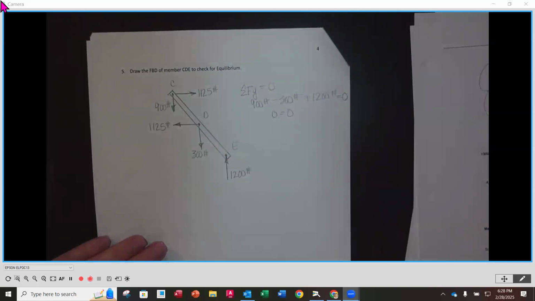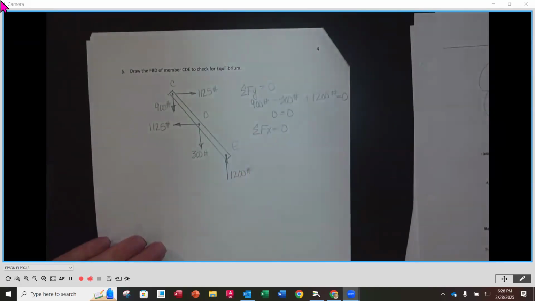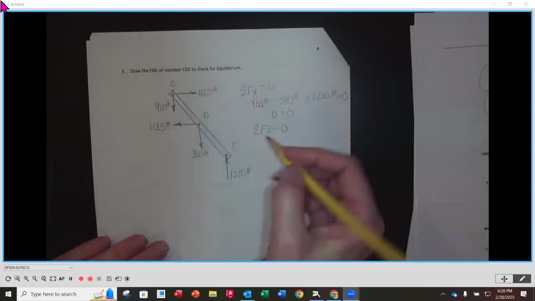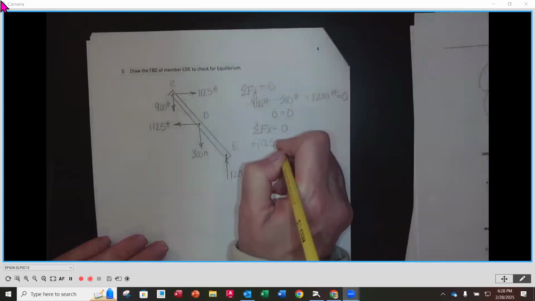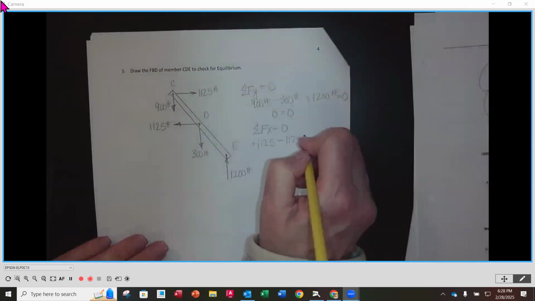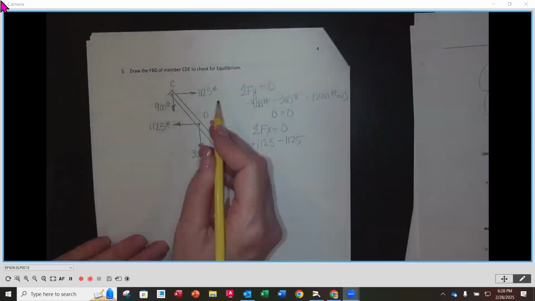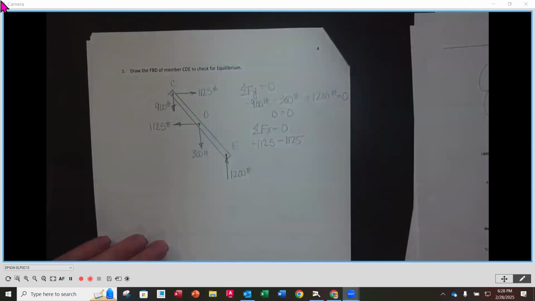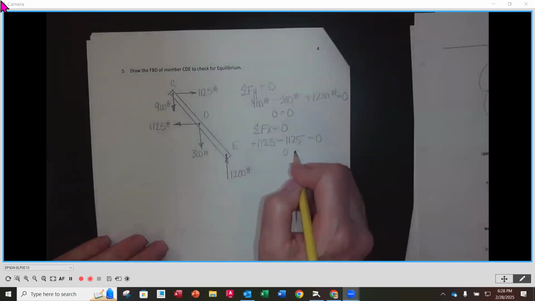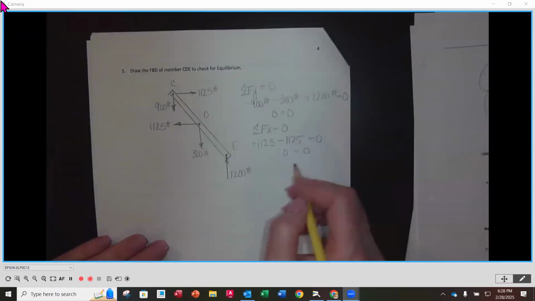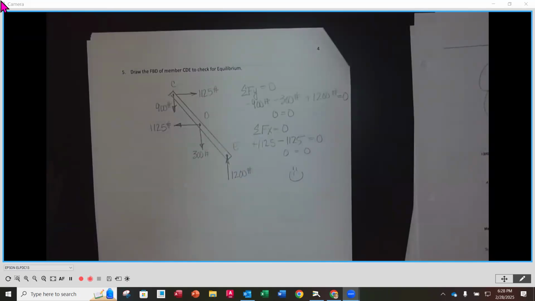And then we're going to do the same thing in the X direction. Sum the forces in the X equals 0. So we're going to have a positive 1125, a negative 1125, and those are my only forces in the X direction. So I'm going to set that equal to 0. Then that's going to be 0 is equal to 0. So that means that everything came out and we're in equilibrium. So we're happy. That's how we solve a frame problem.